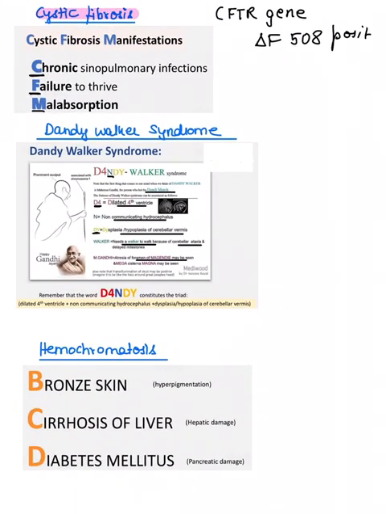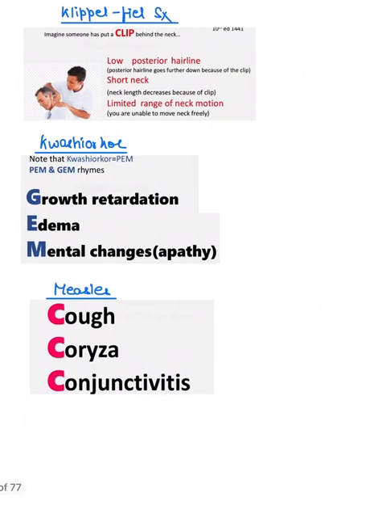Now coming on to the hemochromatosis. So what happens is that there is deposition of more iron, so there is bronze colored skin, there will be cirrhosis of liver, and there is diabetes mellitus. You can remember that as BCD. So bronze skin will cause hyperpigmentation, cirrhosis of liver will cause liver damage, and diabetes will cause damage to the pancreas. Now coming on to the Klippel-Feil syndrome.